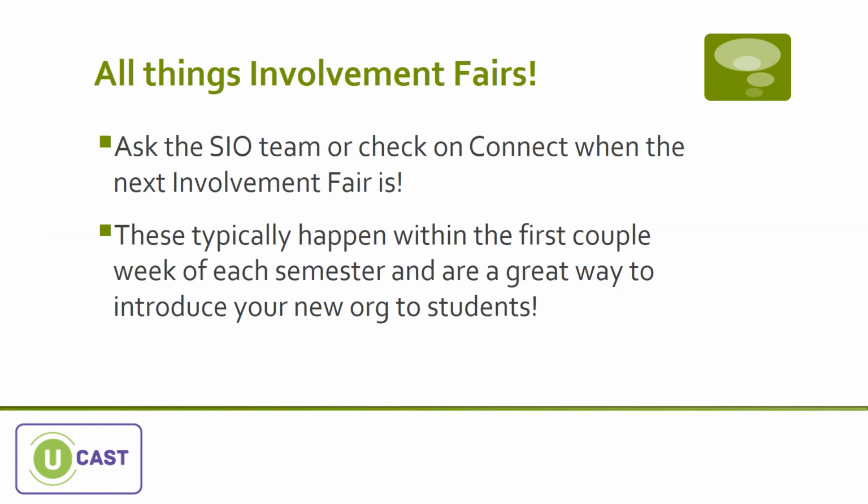The ninth thing to do is check with SIO to find out when the next student involvement fair is. The fall fair hosts over 175 student orgs and campus affiliate entities with a reach of over 2,000 students. The spring fair hosts over 80 student orgs with a reach of over 850 students. These typically happen within the first couple weeks of each semester and are great experiences for new student orgs to spread their name and attract new members.